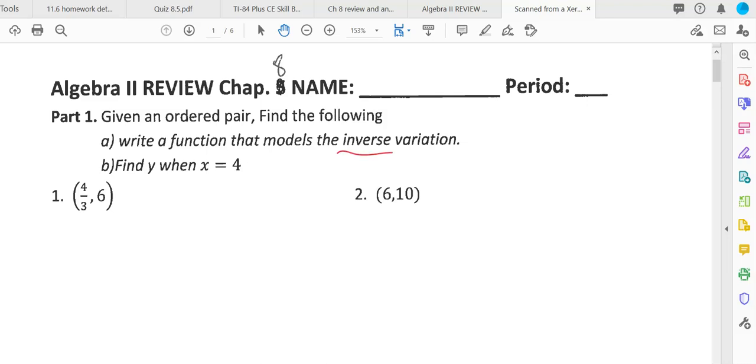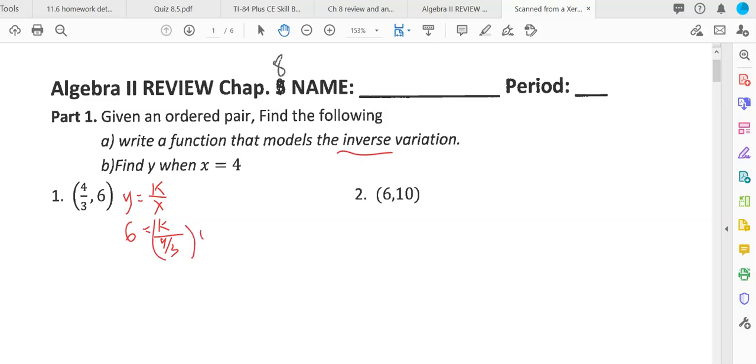Okay, so for inverse variation, make sure you remember the formula, y equals k divided by x. And so we're going to plug in for y, that's 6. Plug in for x, that's 4/3. I think you'd multiply both sides by 4/3. Cancels over here nicely. So you get k equals 24/3, which is 8.